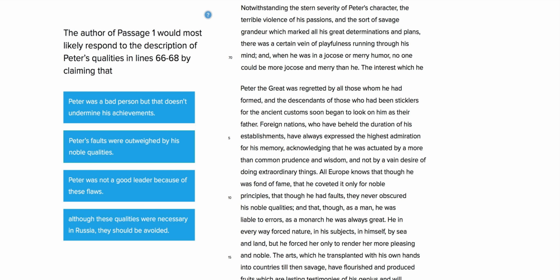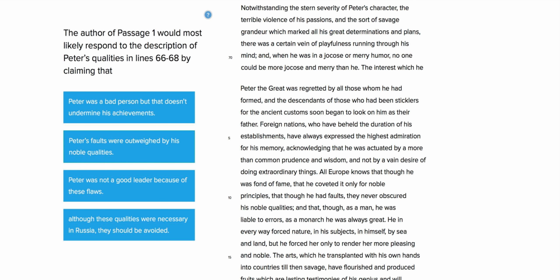The following question asks us to compare the positions of the author of one passage with the positions of the author of another. Let's read the question to figure out specifically what's going on. The author of passage 1 would most likely respond to the description of Peter's qualities in lines 66 to 68 by claiming that. So the first thing we want to do is read lines 66 to 68 in order to figure out specifically what the author of passage 1 will be evaluating. Let's go ahead and do that.